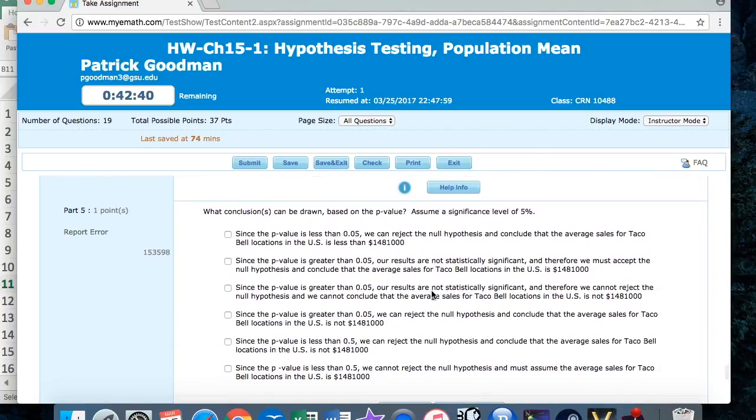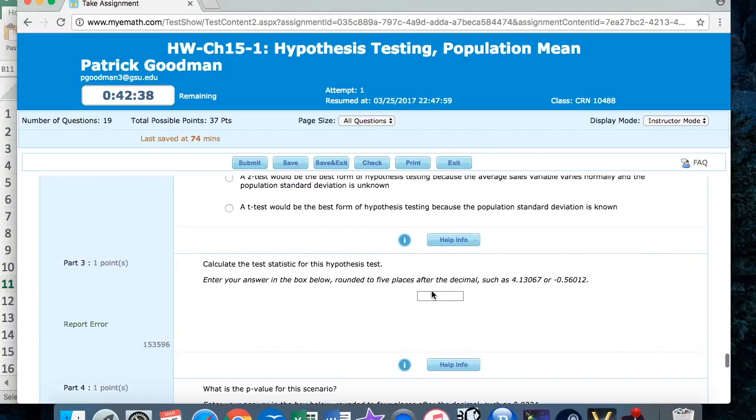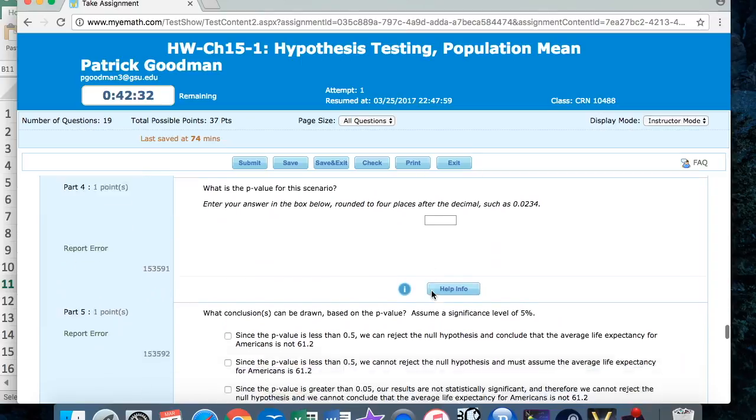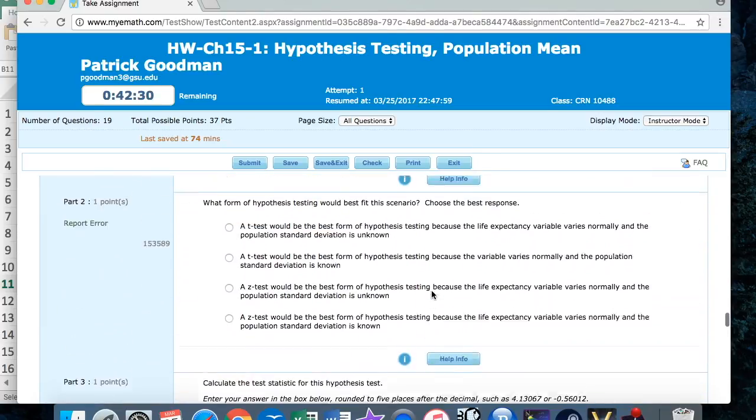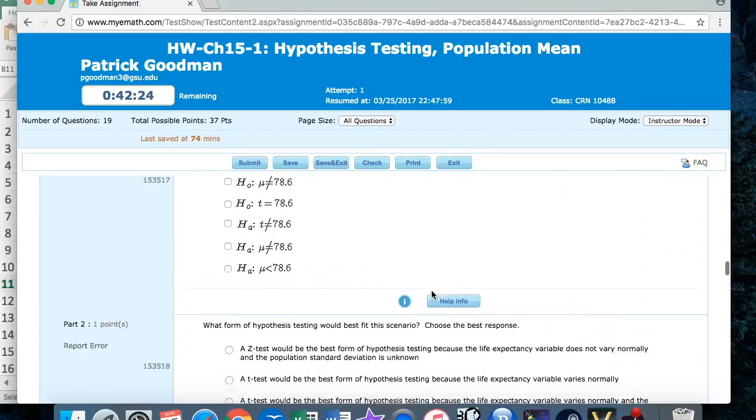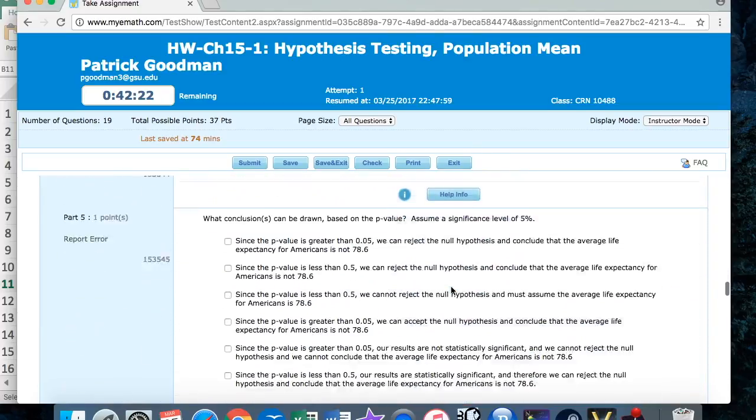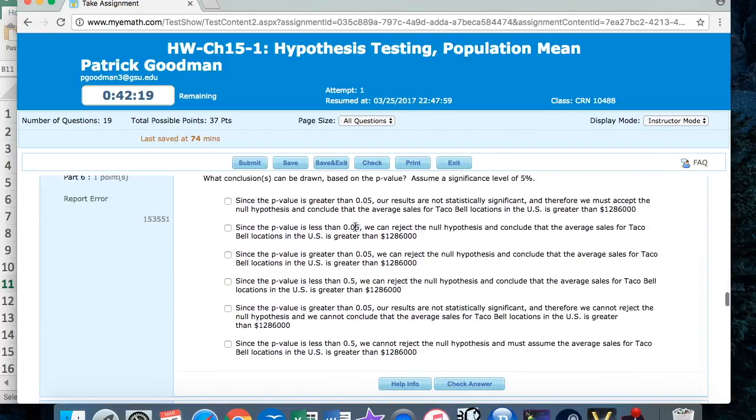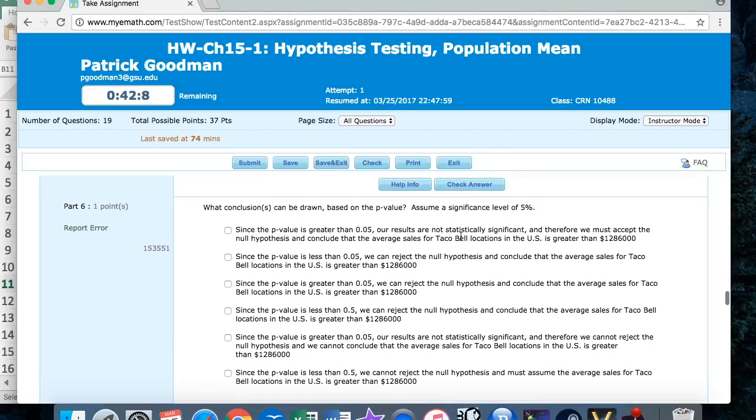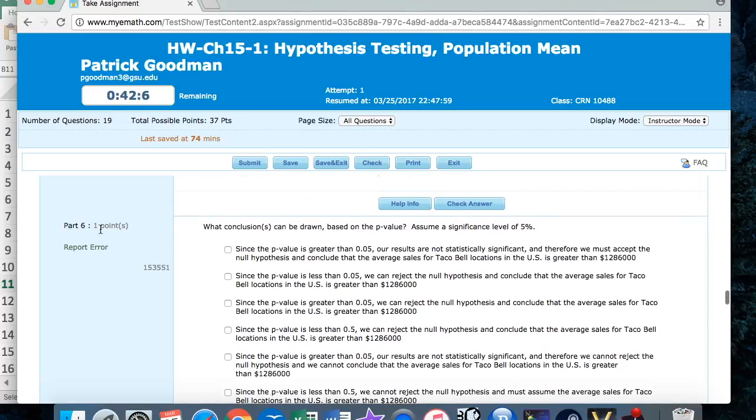Let's see. I think there's one problem that looks kind of weird. I think it was problem 15. Yeah, because we're talking about life expectancies, but then all of a sudden in part 6, they talk about the Taco Bell problem again. I think that's an error. I'm pretty sure, unless if you eat too much Taco Bell, maybe your life expectancy is smaller. Maybe that's what they're talking about. But this shouldn't be here.